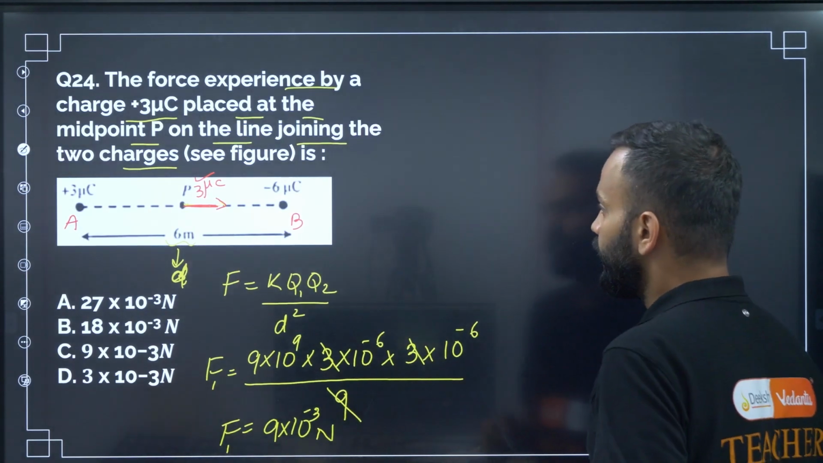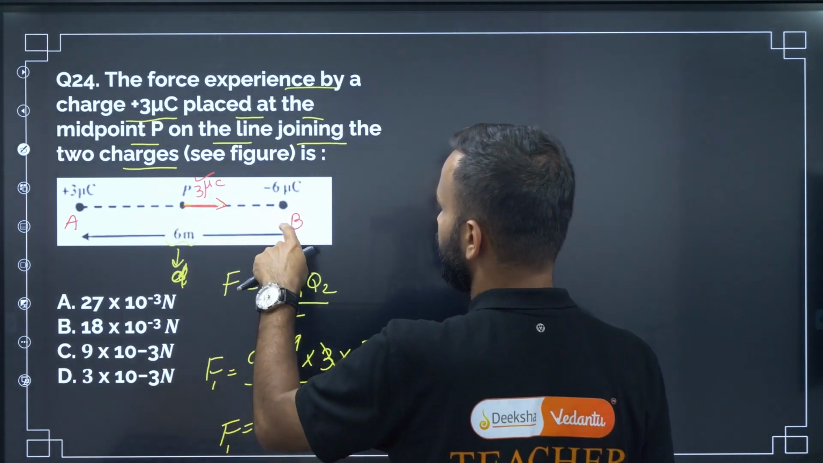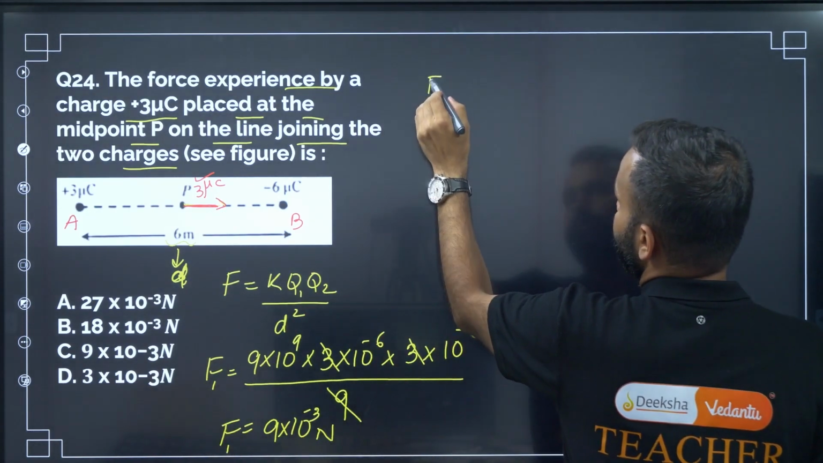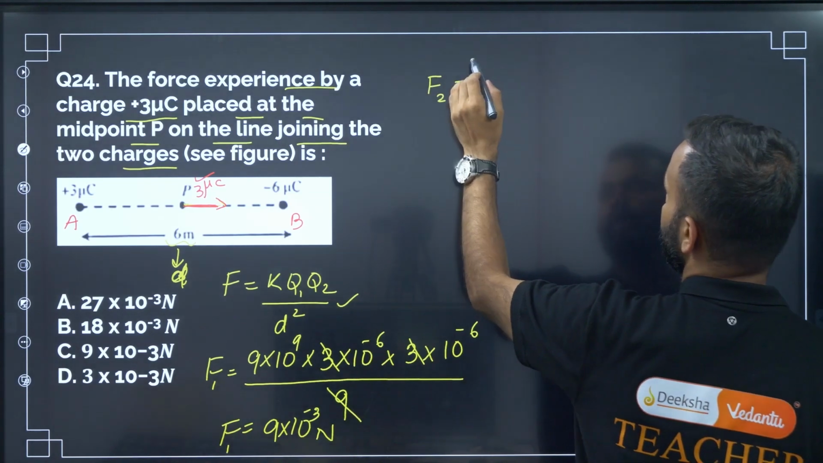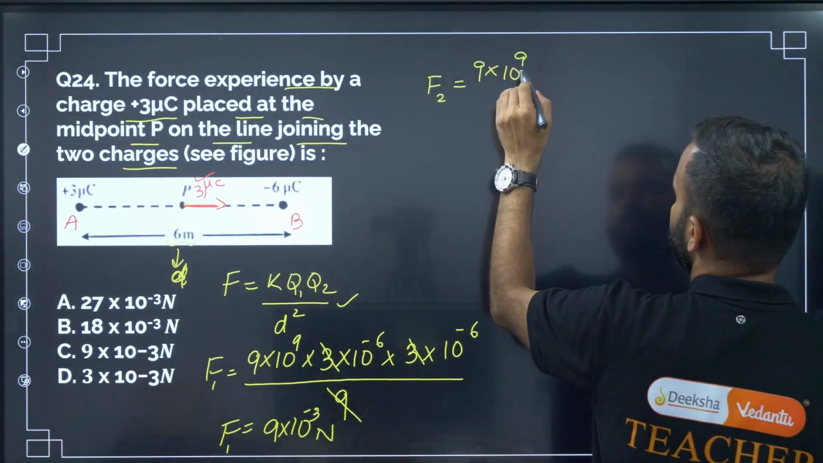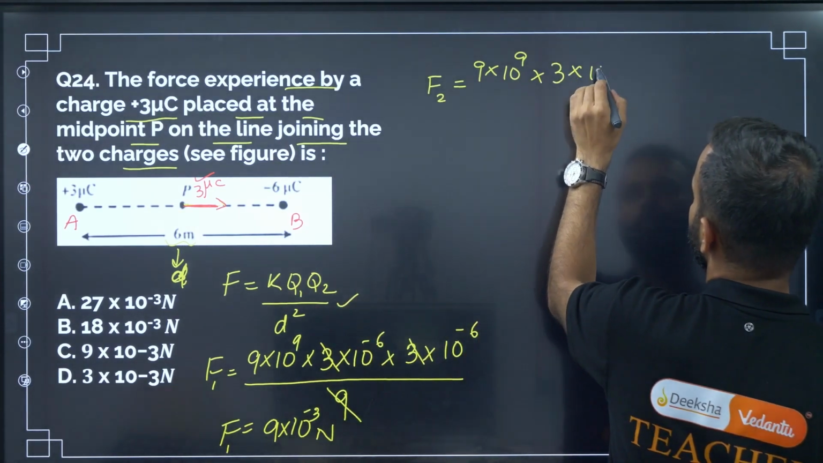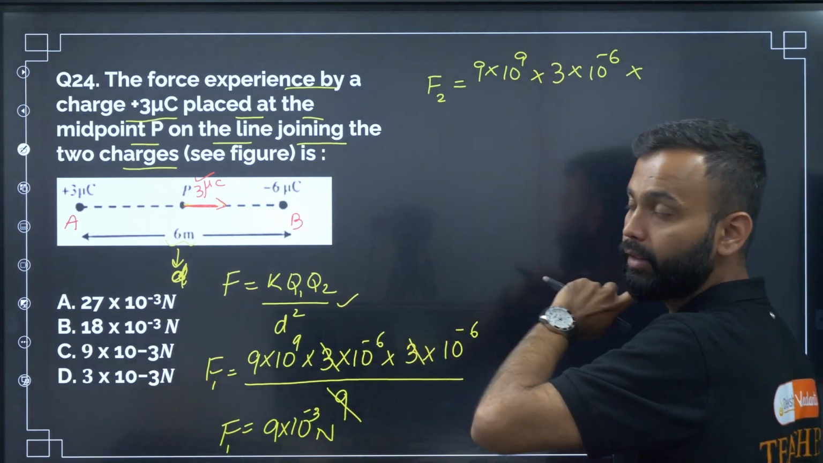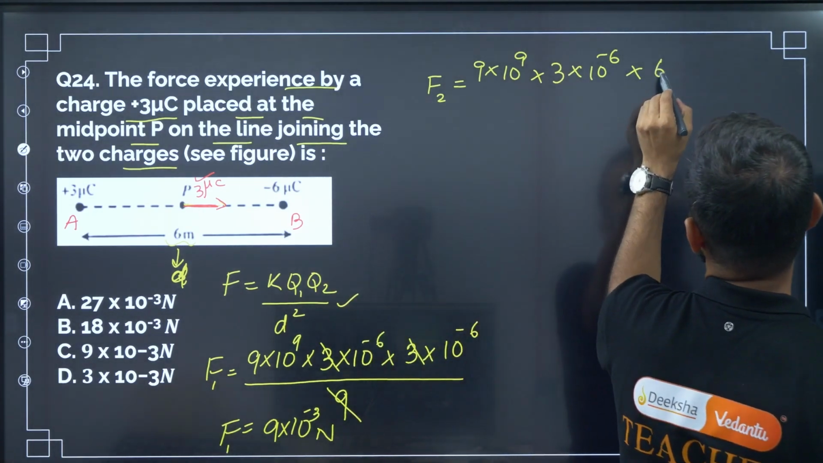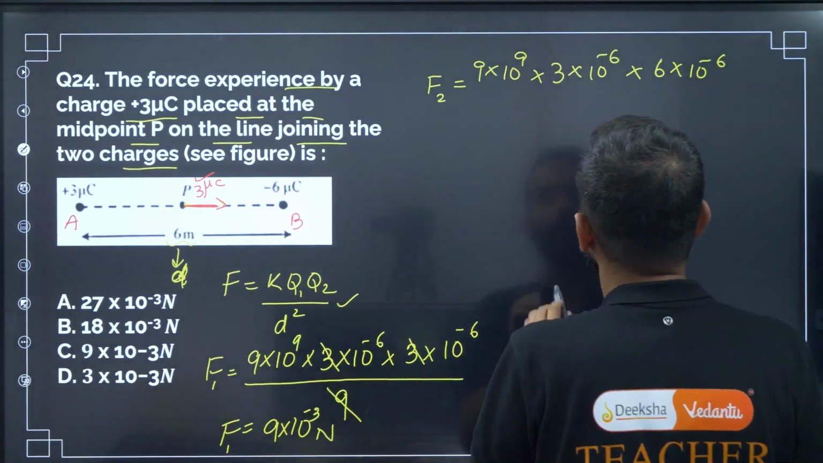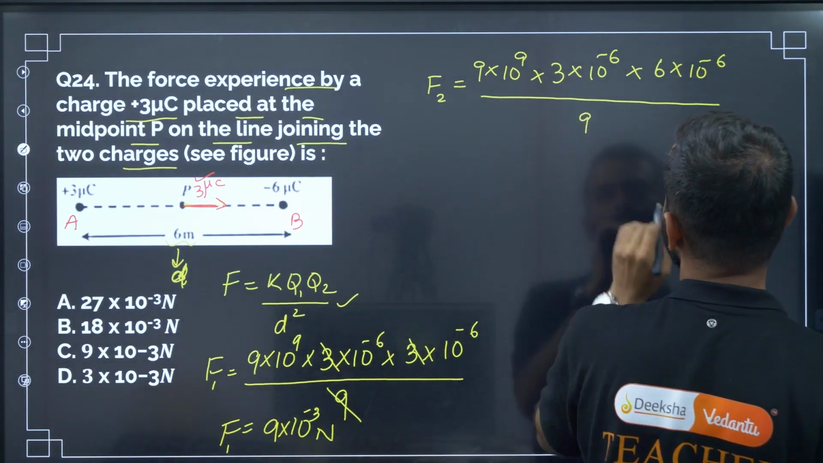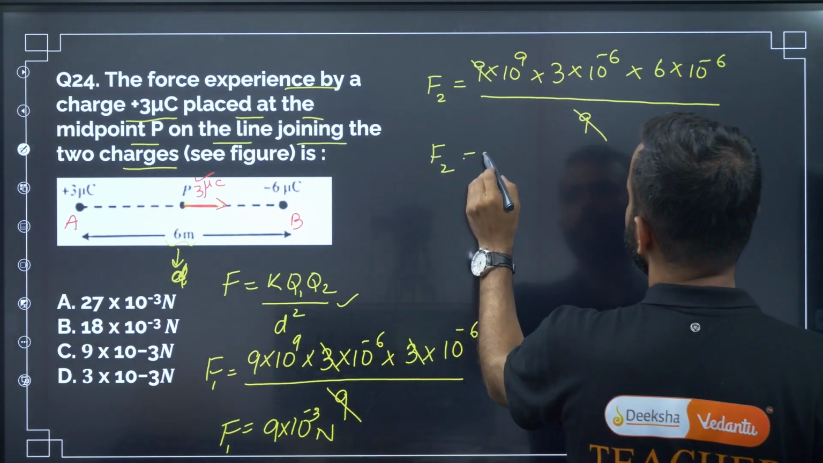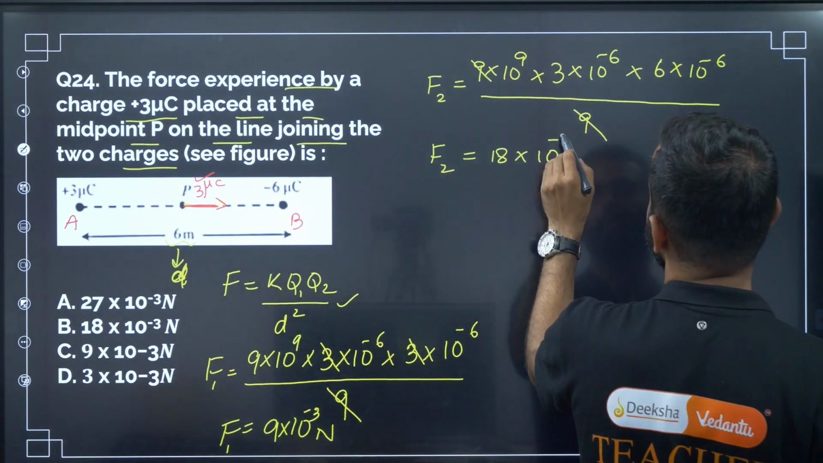Okay, so let us find the force on 3 microcoulomb charge due to minus 6 microcoulomb charge. That is F2. F2 equal to, use the same formula, K is 9 into 10 to the power 9 into Q1. Q1 is 3 into 10 to the power minus 6 coulomb, into Q2. I'm going to take the magnitude of Q2. In this case Q2 is minus 6 microcoulomb, so the magnitude is 6 into 10 to the power minus 6, divided by D square. D square is 3 square, that is 9, so 9 will get cancelled. 6 3s are 18. So F2 is equal to 18 into 10 to the power minus 3 Newton.